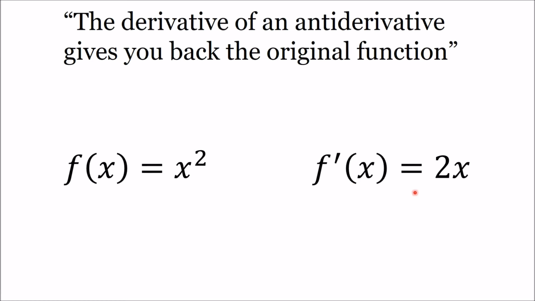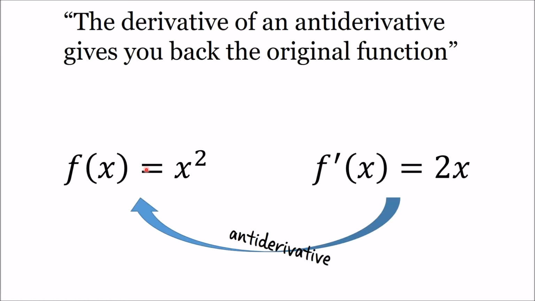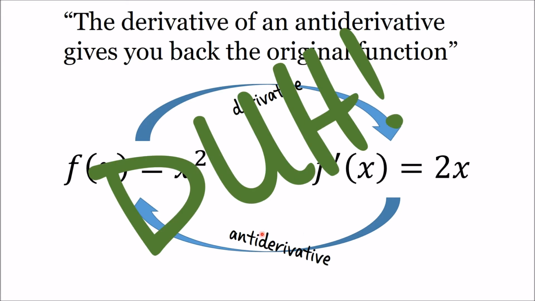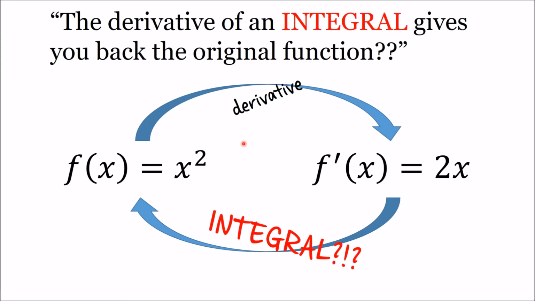Before the fundamental theorem of calculus, we knew that if you started with 2x, took the antiderivative and got to x squared, and then you took the derivative, you got back to 2x. That's exactly what it means to be an antiderivative. We didn't yet know that the derivative of an integral gave you back the original function as well. In other words, we started to notice that integrals were starting to look a lot like antiderivatives.